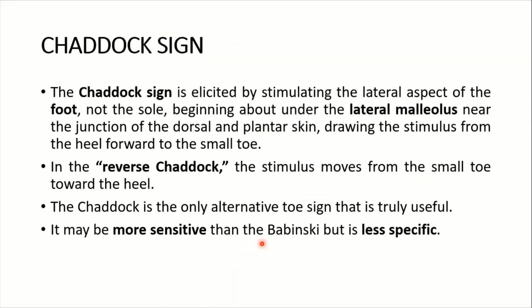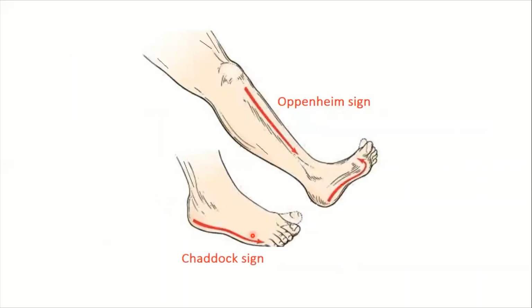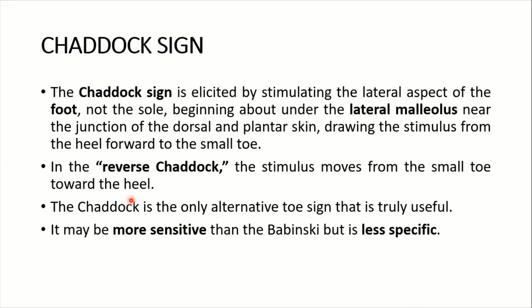So what happens? The response is what is seen in the Babinski sign. And this is reverse Chaddock. The stimulus moves from the small toe towards the heel, right? The Chaddock is the only alternative toe sign that is truly useful. It may be more sensitive than the Babinski, but is less specific. More sensitive, but less specific.